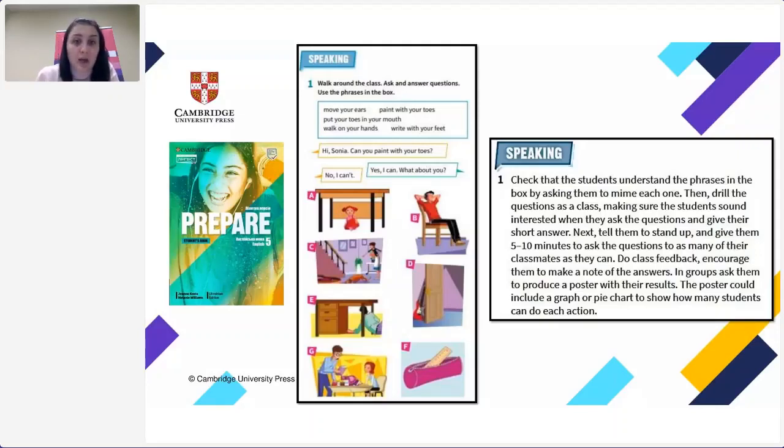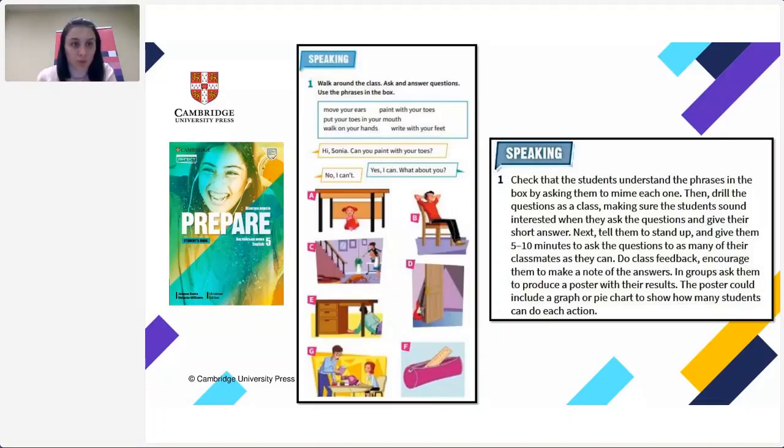So let's compare. Look at the task: on the left, you can see two pictures, except the picture of the cover of the Prepare book. On the left, you can see the task as it looks in the student's book. It's just: walk around the class, ask and answer questions, use the phrases in the box. You can see the box with phrases, some examples, and just pictures. That's it.